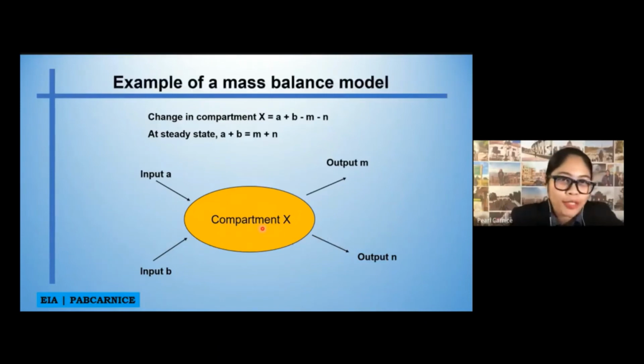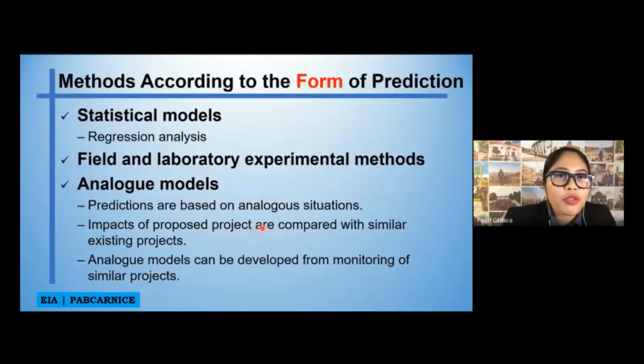So that's the mass balance model. The next is, of course, statistical models, in which we can use regression analysis, which is the easiest one and very common among studies, especially on the effects of time or the effect of one variable to another variable. Next is, of course, the field and laboratory experimental models.